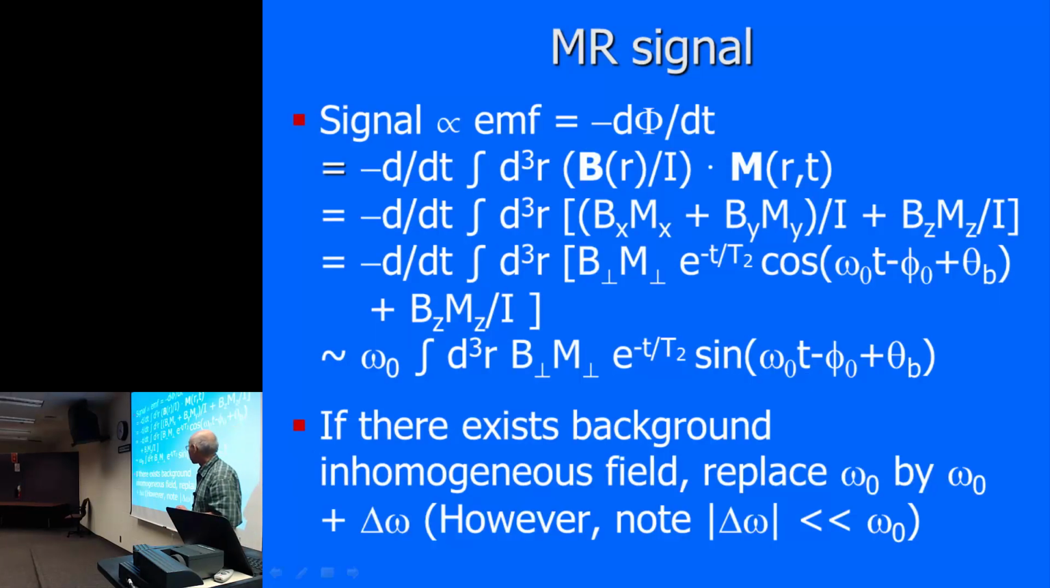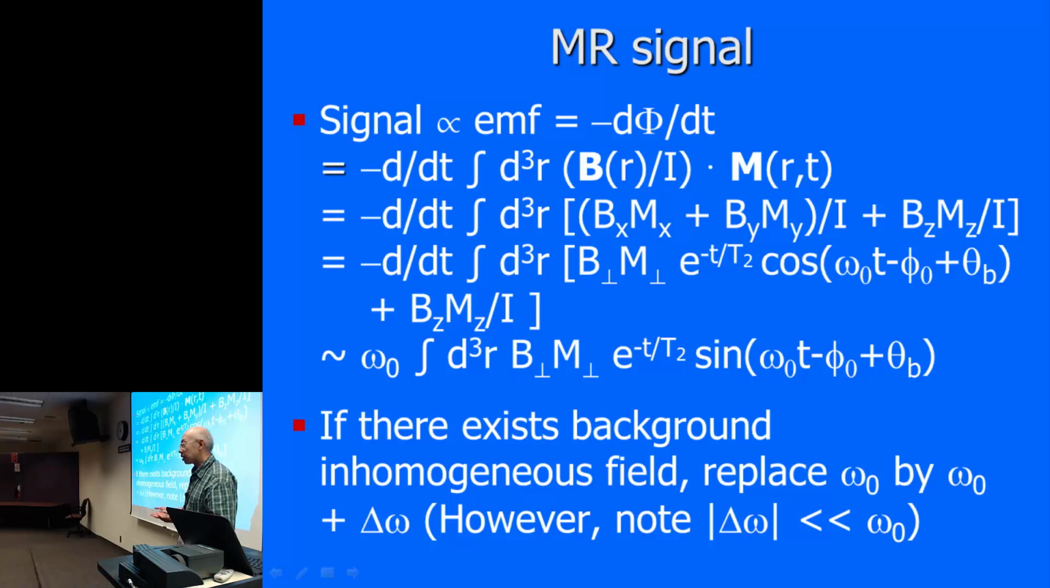Okay, so now with that equation, we can actually talk about the MR signal. The first line shows you the MR signal is actually proportional to this induced voltage. Now why did I write it that way? Well, that's because the induced voltage, in fact, is pretty small, and you have to go through some amplifiers to amplify the voltage. So that's why I wrote the signal is proportional to the EMF.